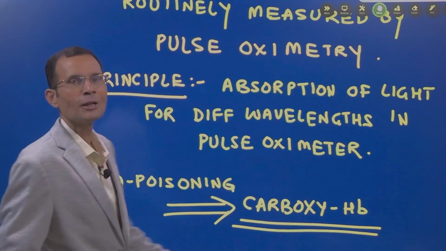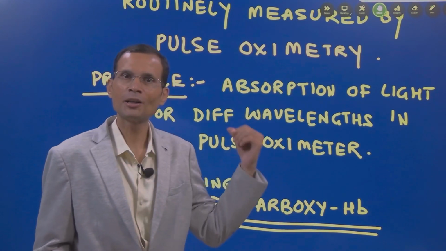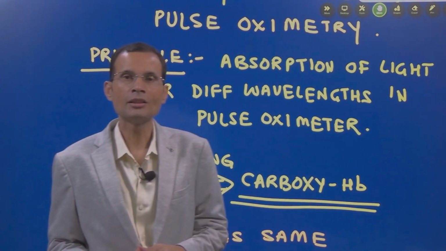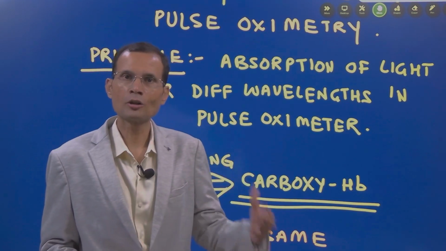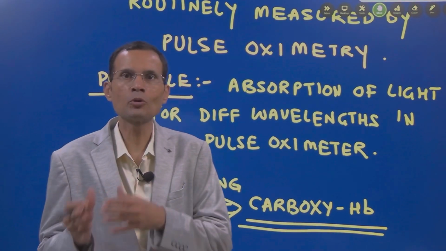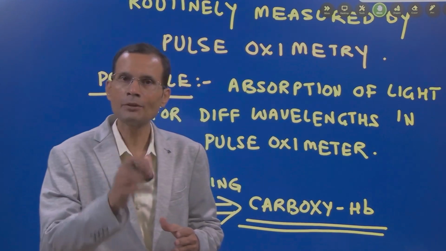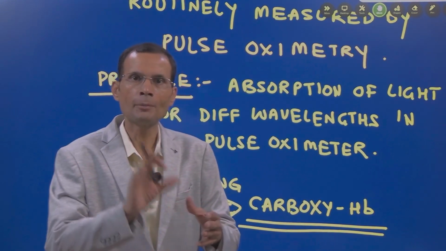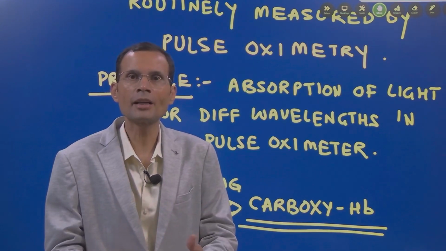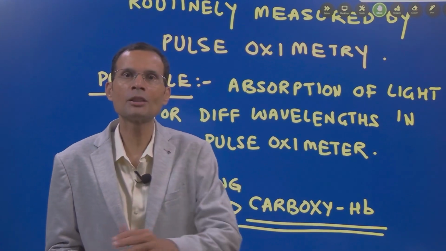Now, what is the principle of pulse oximetry? That's the important part here. You needed a technical understanding to answer this question. The principle is absorption of light at different wavelengths in the pulse oximeter. If it is to detect oxyhemoglobin, the absorption of light would be different for oxyhemoglobin and different from reduced hemoglobin. So from the amount or pattern of light absorption by the oxyhemoglobin in the blood, the pulse oximeter tells you the percent saturation. In simple terms, how much oxygen is present and bound with hemoglobin.